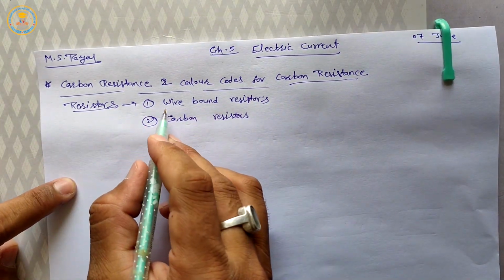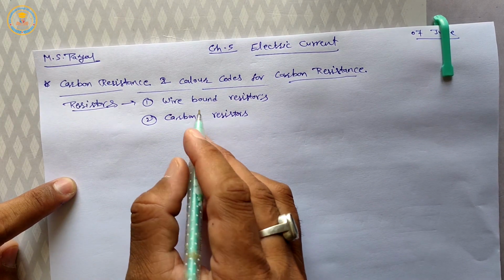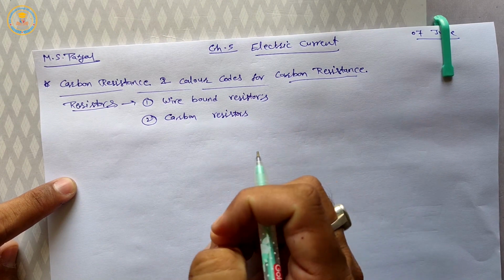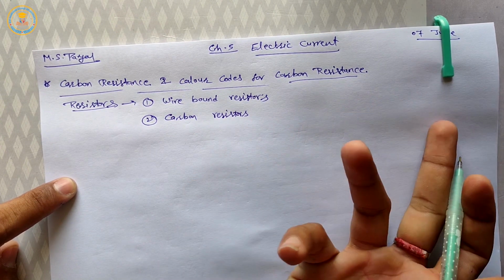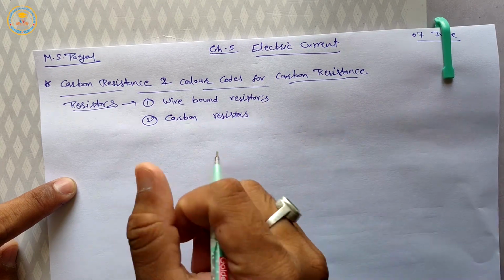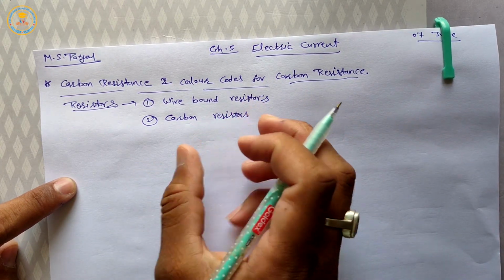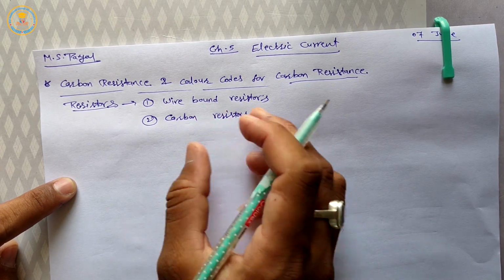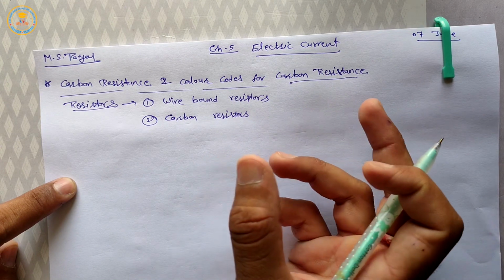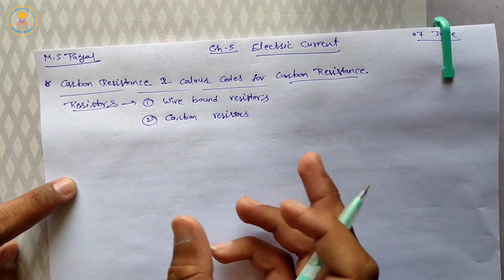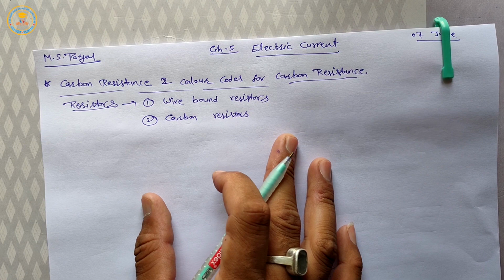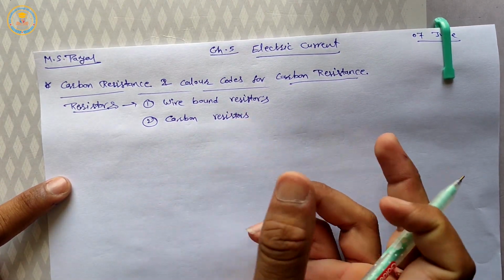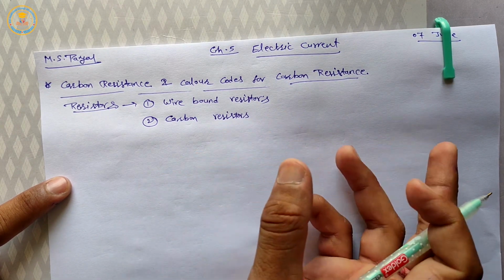The first type of resistor, the wire bound resistor, is made of mixed metals like nichrome, manganin, and constantan. These resistors have a very low range. It means these resistors have a very low value of resistance, and for high values we study carbon resistance. So we can say carbon resistors have a high range, meaning a high value of resistance. Okay.